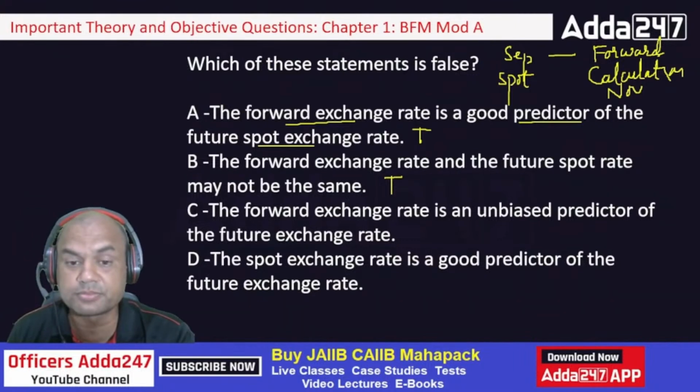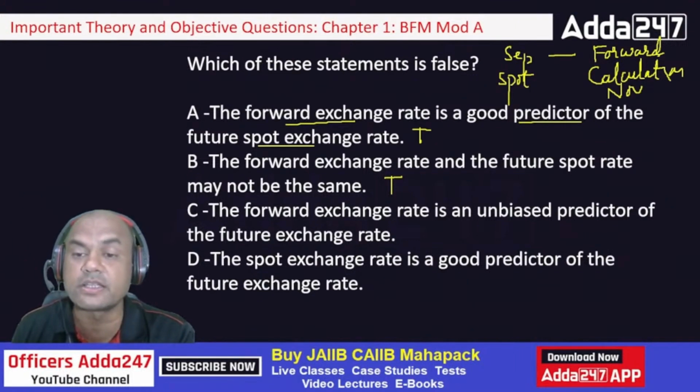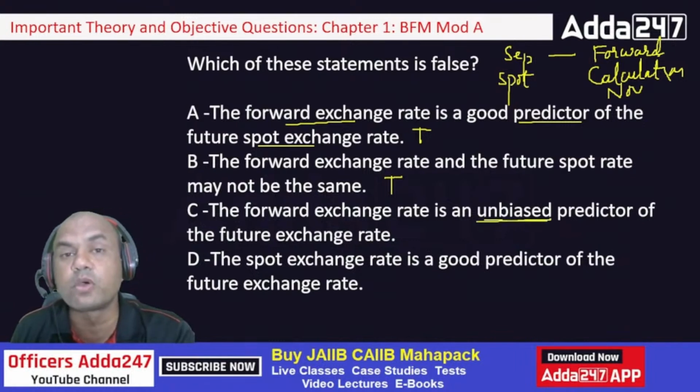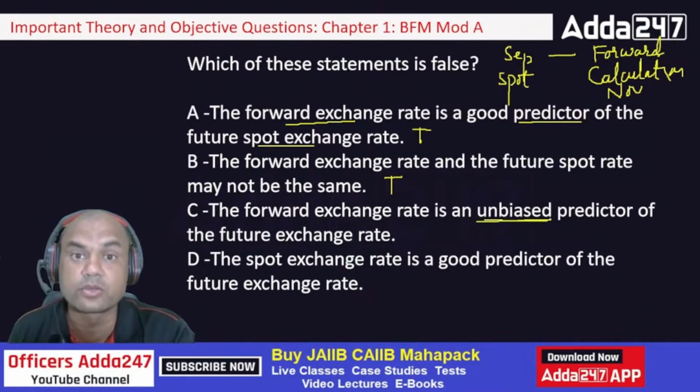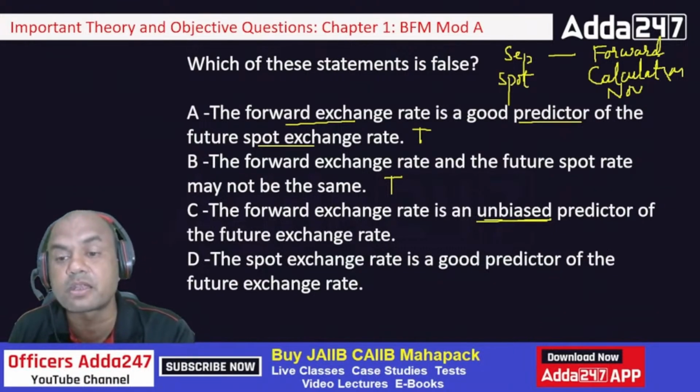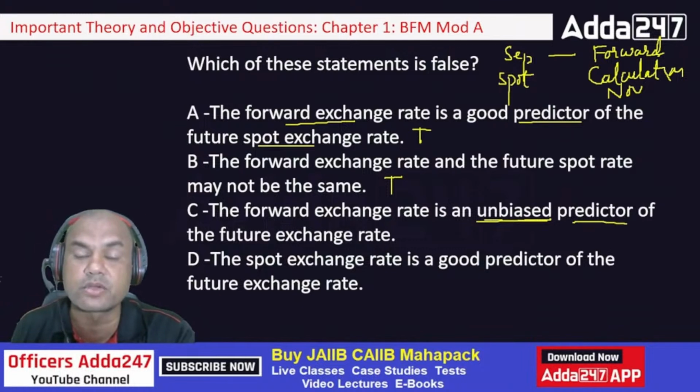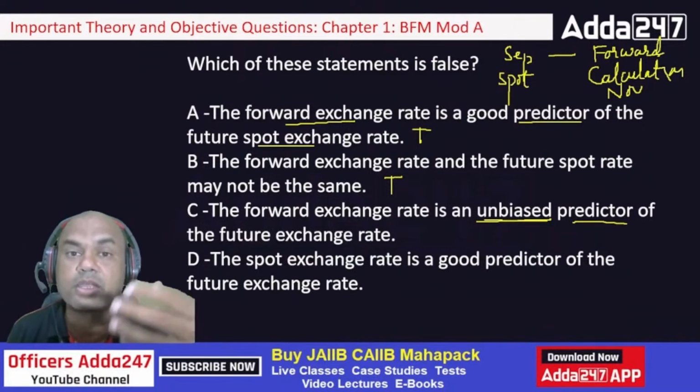The forward exchange rate is an unbiased predictor of the future exchange rate. Is it the same? Unbiased means there is no bias in that. It is purely based on data. That is known as unbiased. The forward exchange rate is an unbiased predictor of the future exchange rate, whatever may be the rate coming in the future.